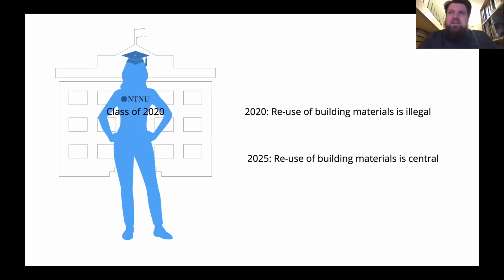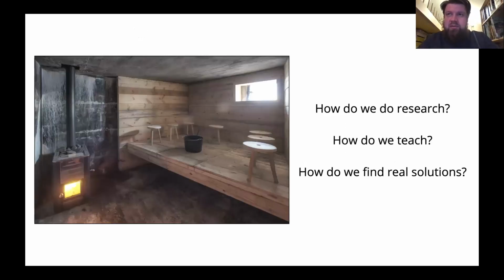And this is where it becomes a problem. In 2020 at NTNU, where I work, we had several hundred students starting their five-year studies in engineering, architecture, sustainable architecture, whatever. By today, the reuse of building materials is illegal in most cases, or it's blocked by documentation requirements. By the time they're done in 2025, reuse of building materials is most likely central to their professional work. So that becomes the question. How do we do the research? How do we actually teach reuse? How do we find real solutions?